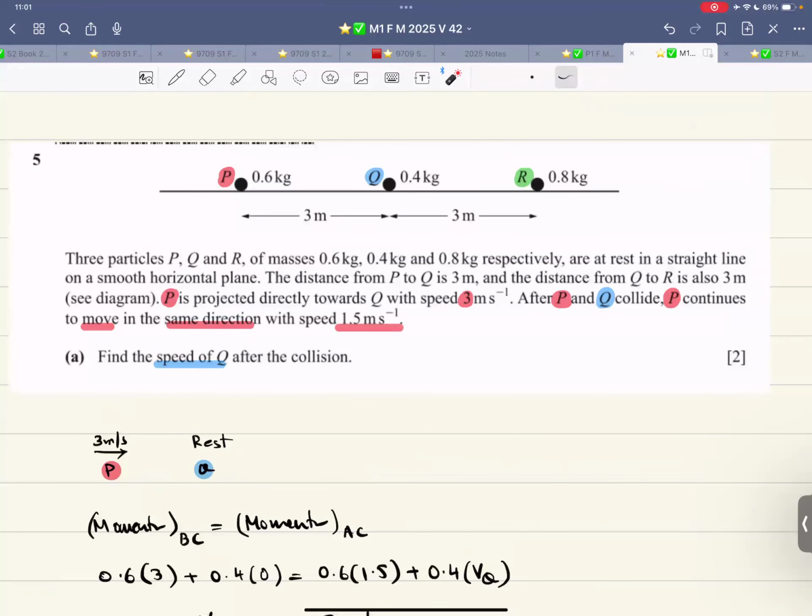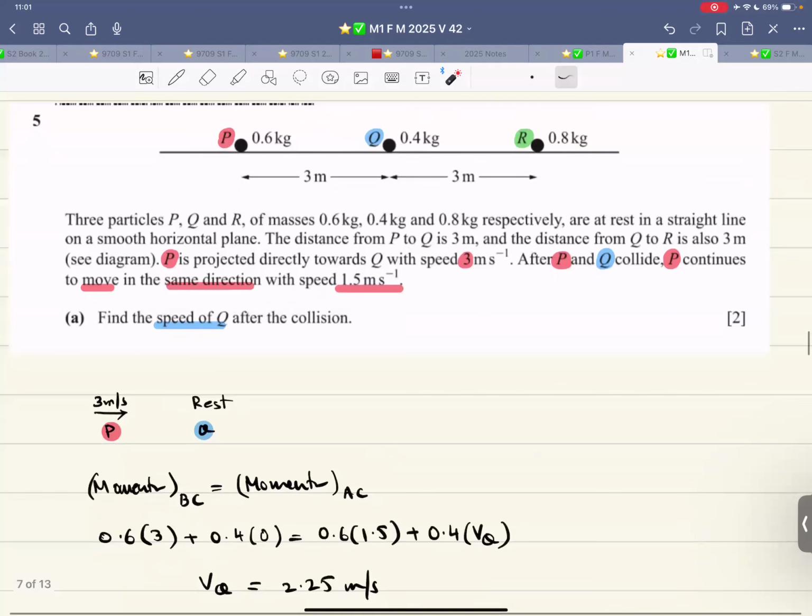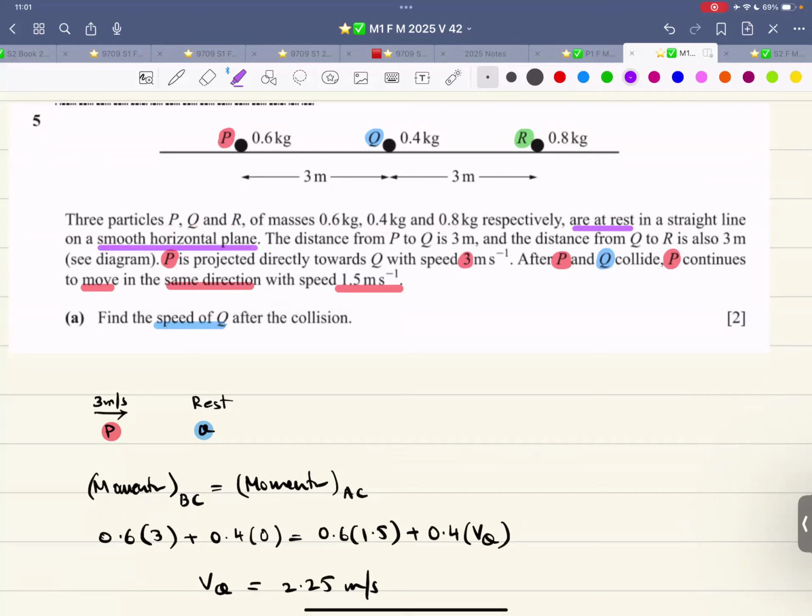Question number 5, the trickiest of all, especially the second part. The first part is just easy. There are 3 particles, P, Q, R. These are the corresponding masses. They all rest in a straight line, so first, let me highlight, they all are at rest initially on a smooth horizontal plane, so there is no friction. The distance from P to Q is 3 meters. From Q to R is also 3 meters.